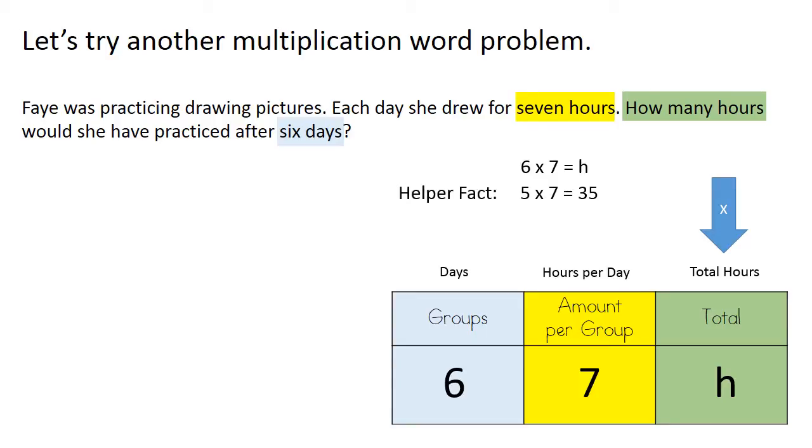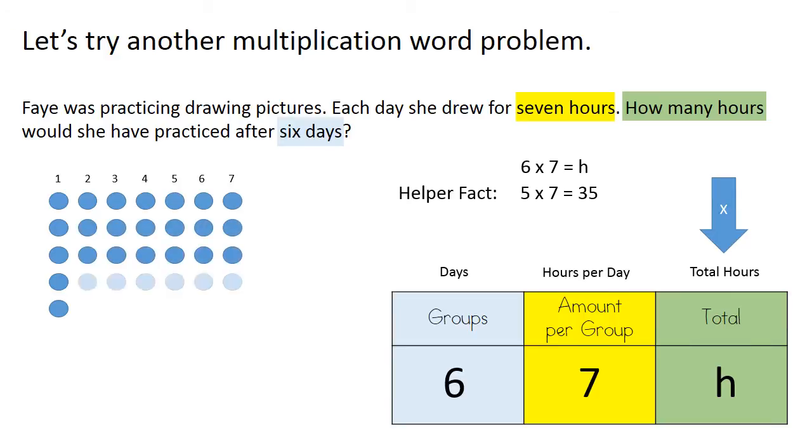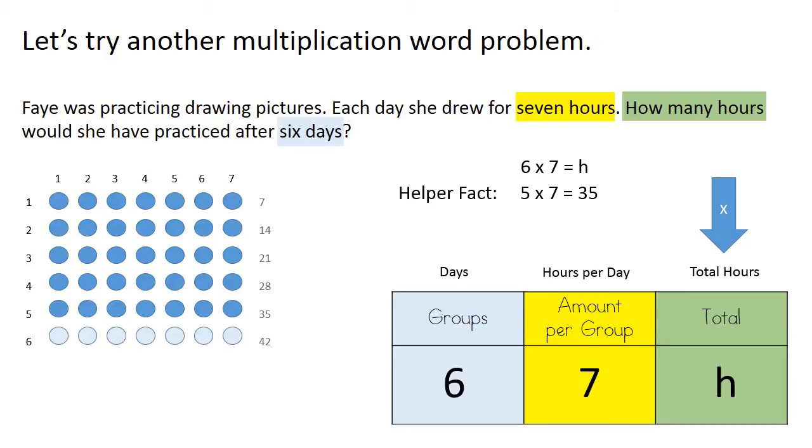I don't know 6 times 7, but I do know 5 times 7. So 5 rows, 7 in each. But we don't want 5 rows of 7 in each. We want 6 rows, so we're going to add another 7. So 35 plus 7 equals 42. Total number of hours is 42.